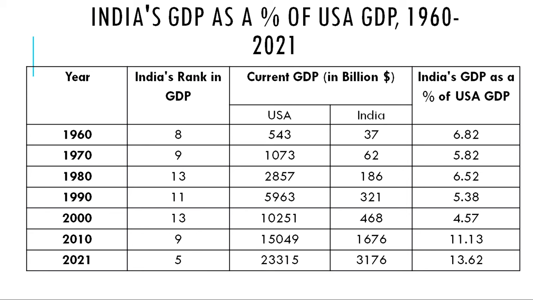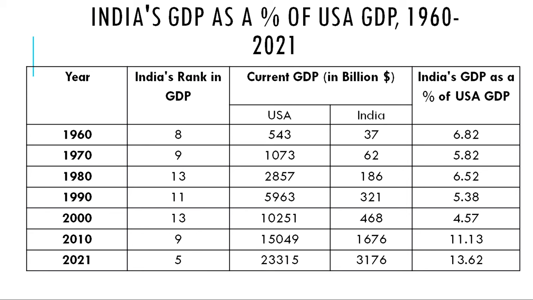$37 billion. From $37 billion over 60 years, we were able to move to $321 billion in 1990. In 2021, our GDP has gone to $3,176 billion. I was just taking this as a comparison, and this is not the only thing. There are different ways you can compare.